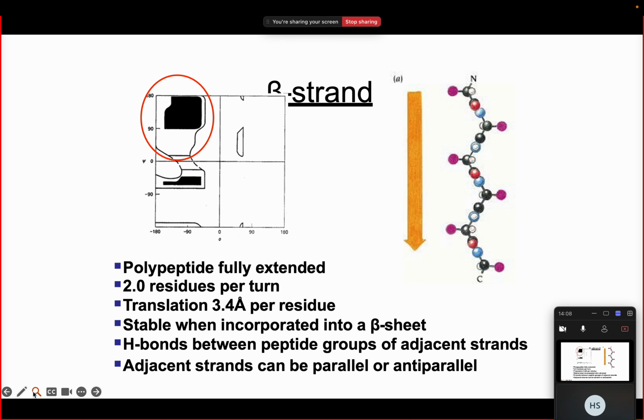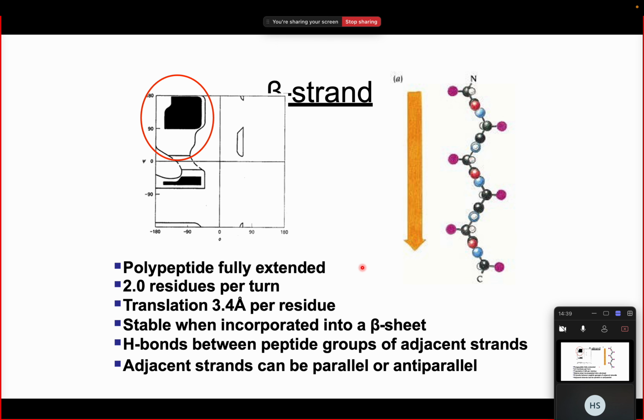So in this, the polypeptide is fully extended because it is not coiling within itself, right? Hence it will be the extended version of the polypeptide chain. Then there are 2 residues per turn, unlike alpha helix which had 3.6 residues per turn. Okay, the translation is 3.4 angstrom per residue. These are stable when incorporated into a beta sheet.